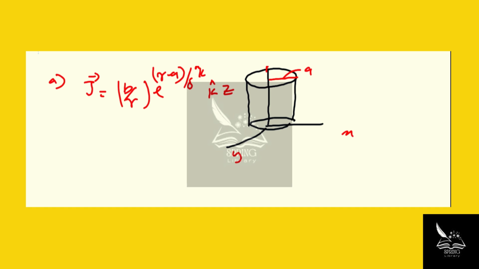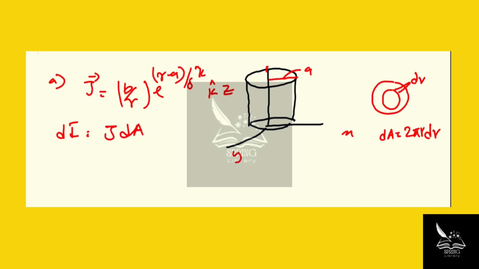So for a di current, for an element dr here, whose area will be dA, which will be equal to 2 pi r times dr. Then we can write di will be equal to j times dA using the definition of a current density. So di will be then j times 2 pi r dr.